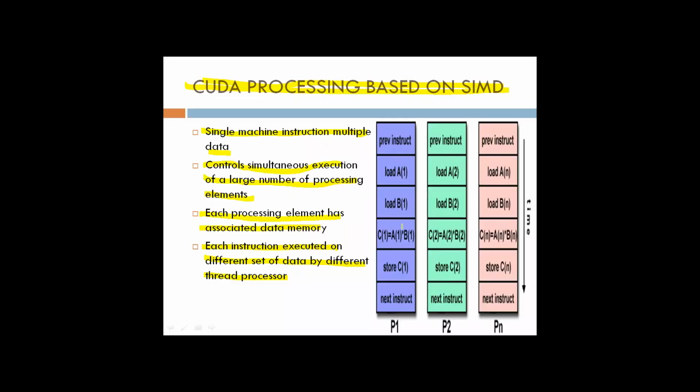So in the diagram we can see that, for example, we are doing element by element multiplication. For example, this is the first element, then the second element. This is just an example of a single one.